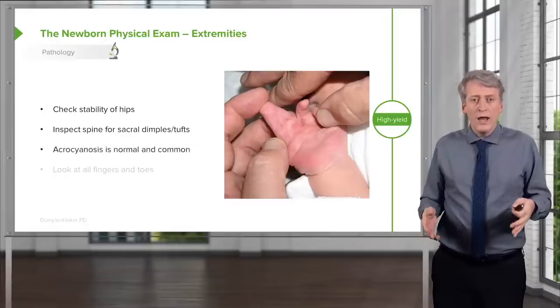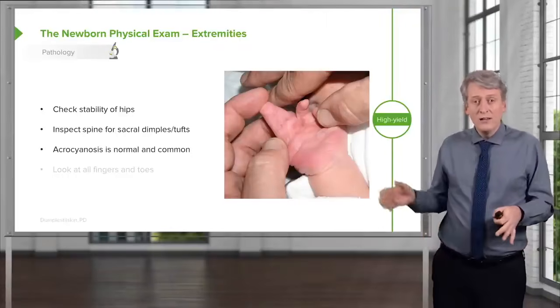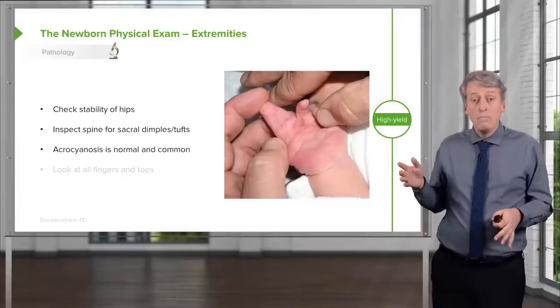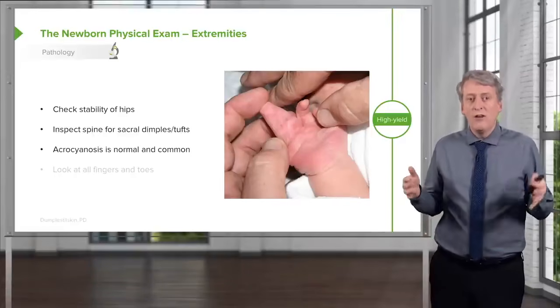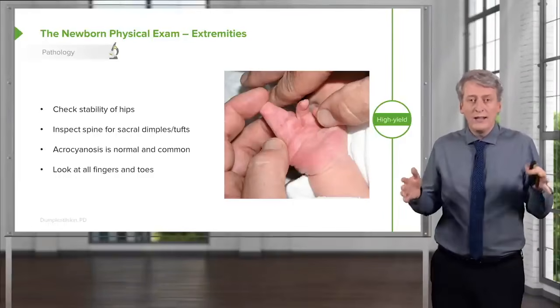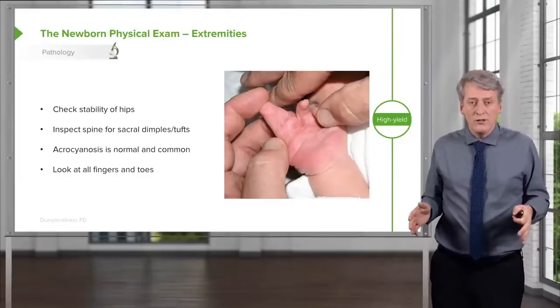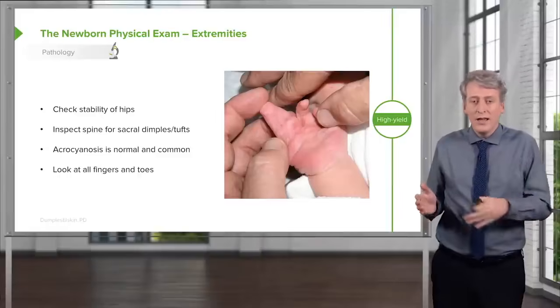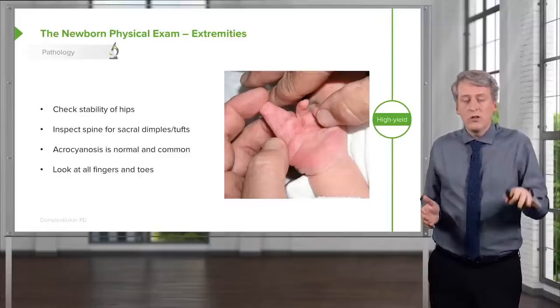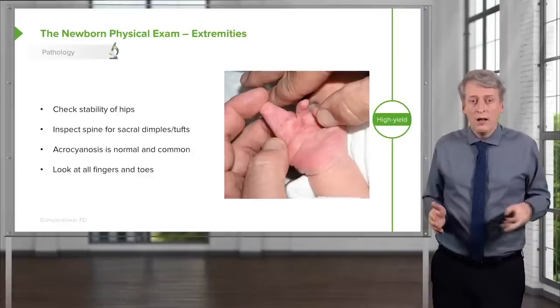Acrocyanosis, or blue hands and feet, is normal and common. But syndactyly, such as this patient has, or polydactyly, which is even more common with an accessory digit, is very common. We need to look and count fingers and toes in every patient and make sure they look normal. Even subtle findings, like a palmar crease, may be your sign that the patient has, for example, Down syndrome.